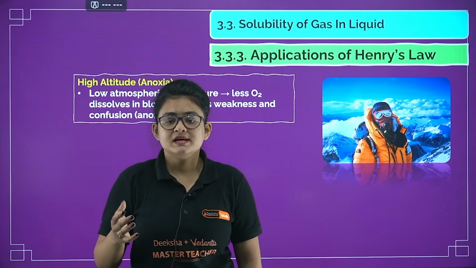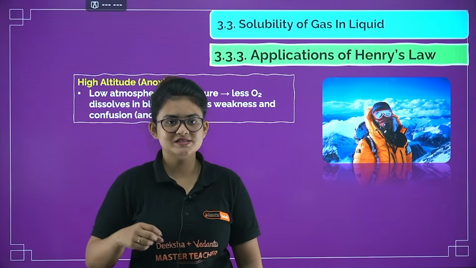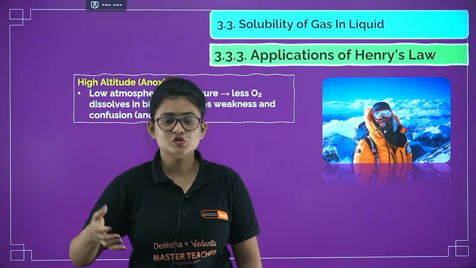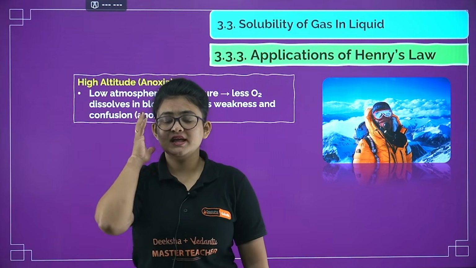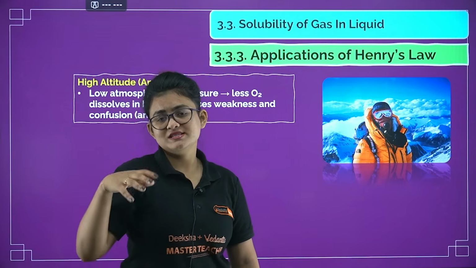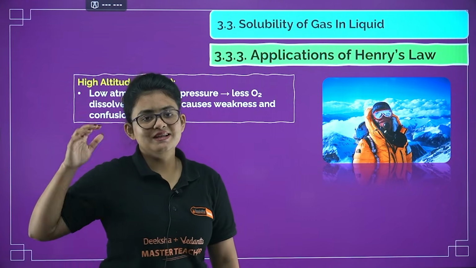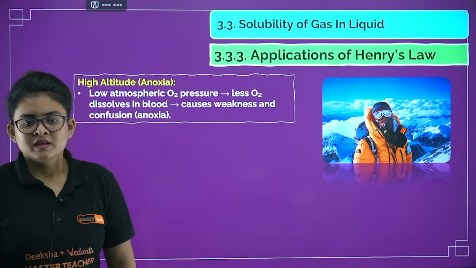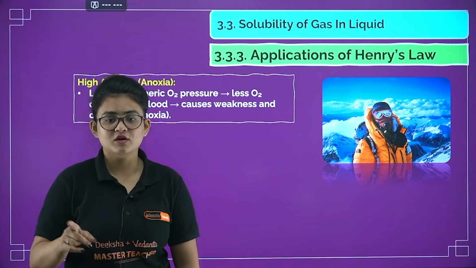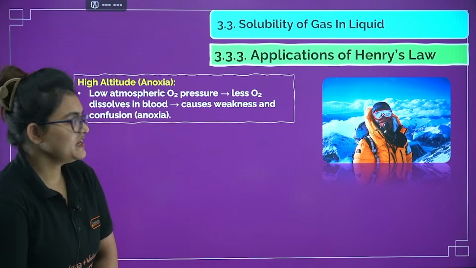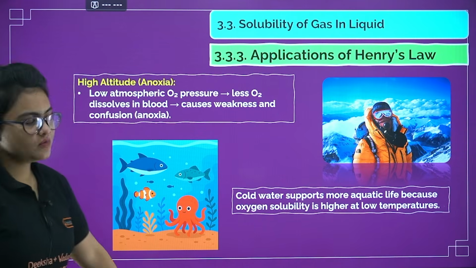As a result, the amount of oxygen that gets dissolved in the blood also gets reduced, because the pressure decreases. So the brain doesn't get enough oxygen supply, and it loses its thinking ability. Sometimes you may feel nausea because of the reduced oxygen supply to the brain. Weakness, confusion, this type of thing you can feel at higher altitude, and that is called anoxia. I guess these 3 applications are clear to you. Let's proceed further.